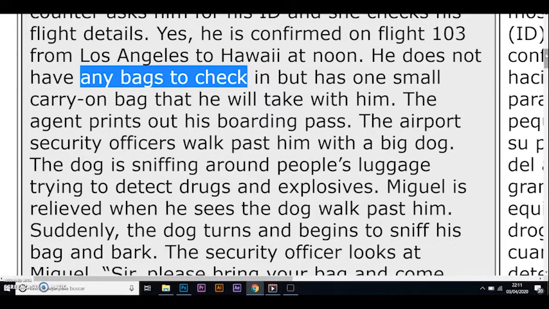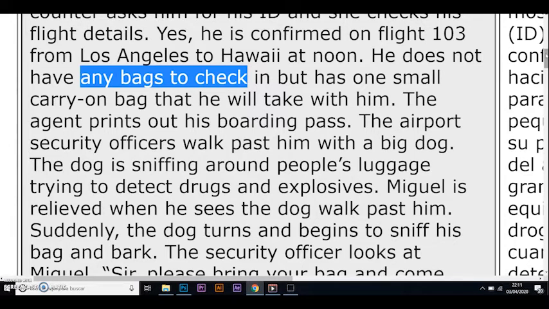The dog is sniffing around people's luggage. Do you know, a dog sniffing is like when you have the nose close to something, sniffing around, okay? Like me, I have my nose really close, like with the flu. But I don't actually have the flu, I have allergies. That's why my voice is like that.